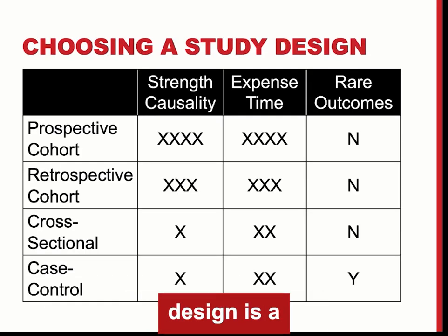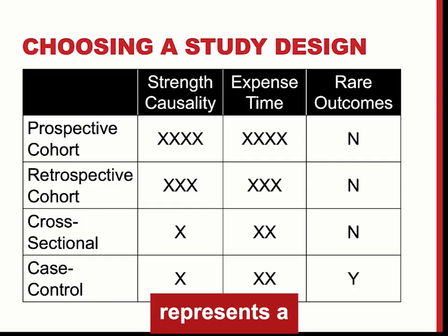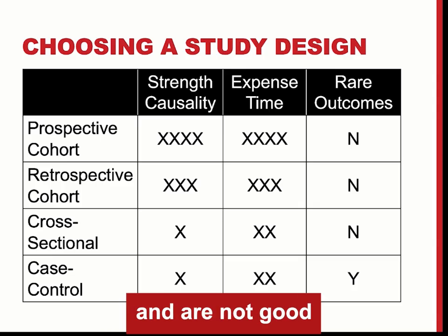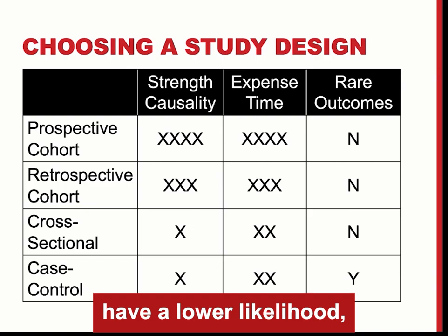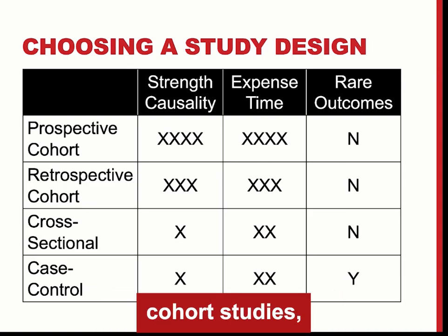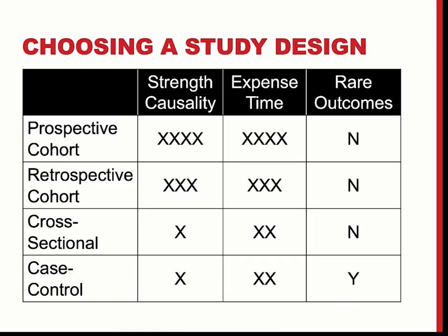Choosing a study design is a matter of accepting trade-offs. Prospective cohort studies have the highest likelihood that the association represents a causal relationship but require more time and expense and are not good at rare outcomes. Retrospective cohort studies have a lower likelihood that the association represents a causal relationship than prospective cohort studies, but generally take less time and are less expensive. They are also not good for rare outcomes.